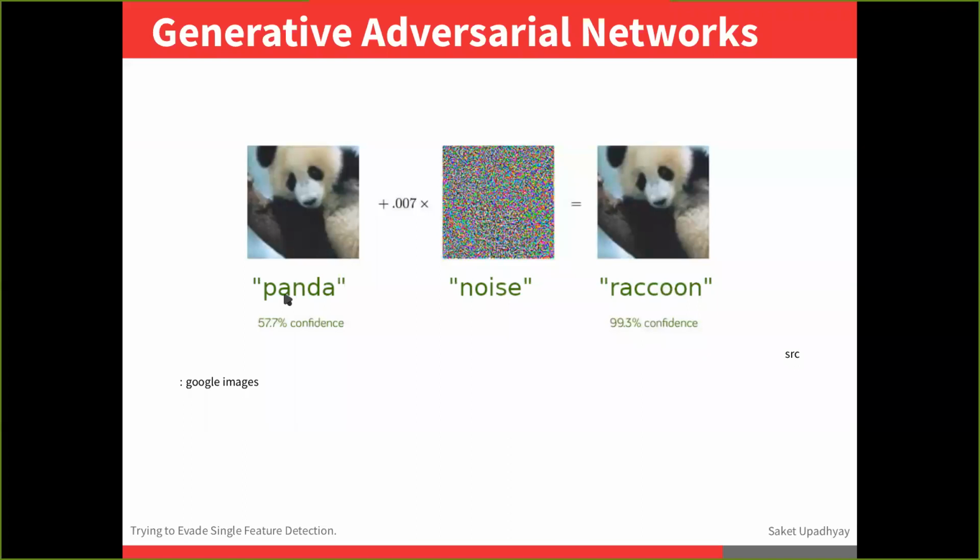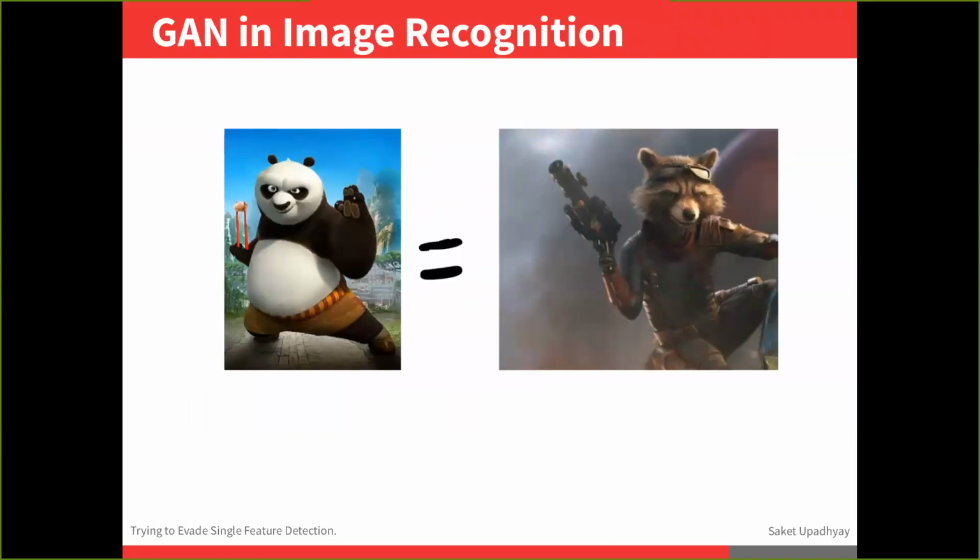All right, so this is a major field in ML: how we can fool the machine learning model just by adding some noise in the actual image. And this is what we are trying to do with malwares. So instead of using images, we are using malwares. So our model just said that panda is equal to raccoon.